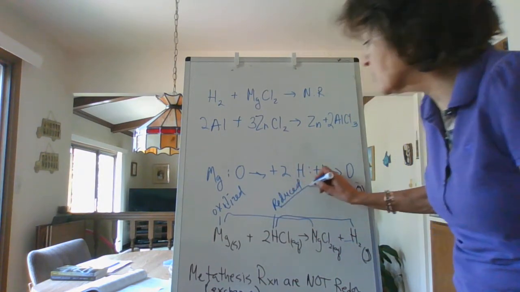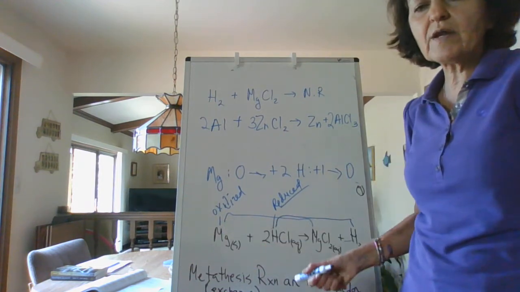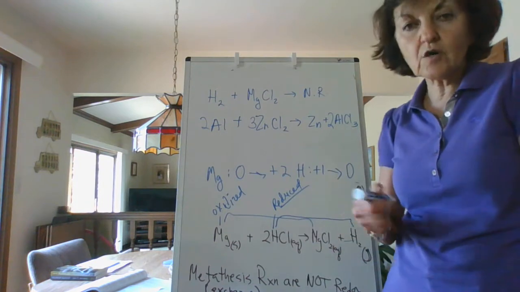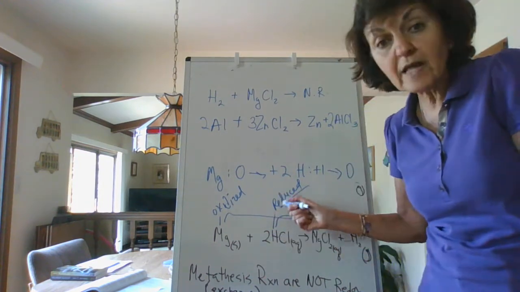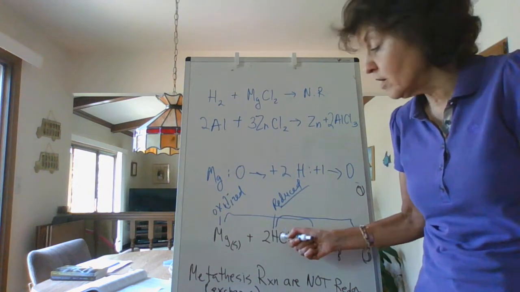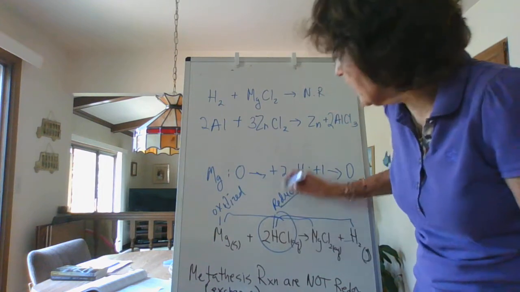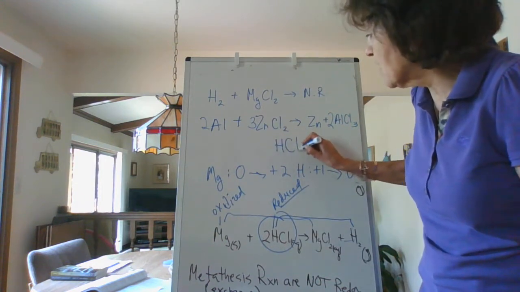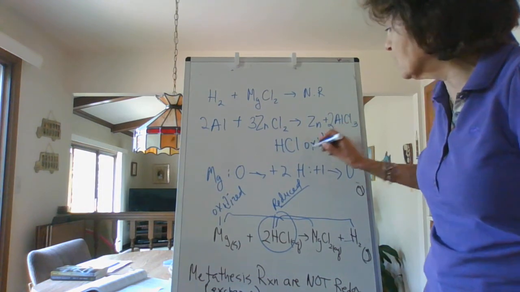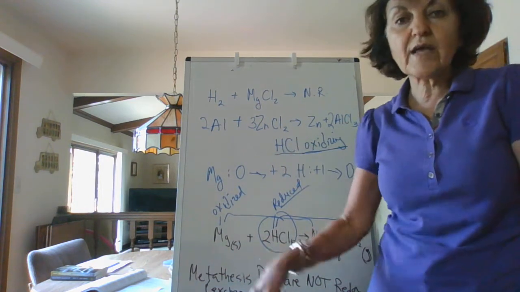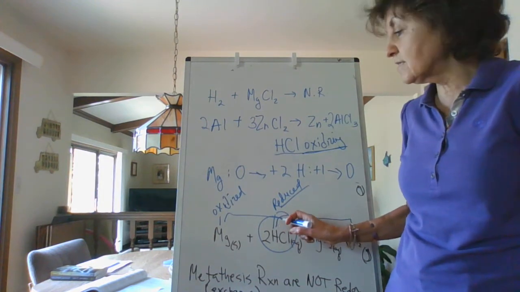So multiple choice question. What element got oxidized in this thing? Magnesium. What element got reduced? Hydrogen. Okay, who's the oxidizing agent? Well, the element that got reduced was the hydrogen, but because hydrogen is part of a compound, this whole HCl is the oxidizing agent. Remember, the agents are always reactants, not products. So the HCl is the oxidizing agent.